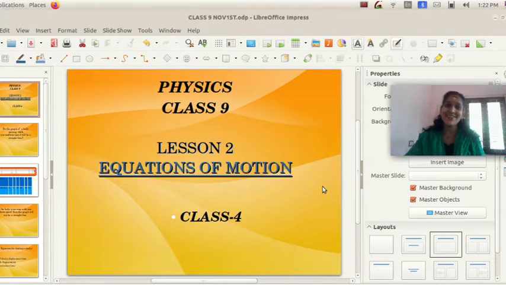Hi students. We are going to study the lesson Equations of Motion. This is our class 4. We can start our class.